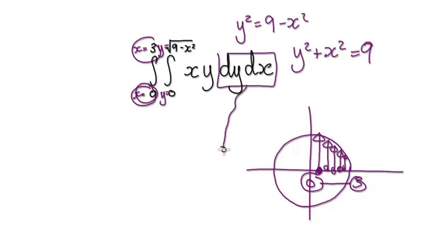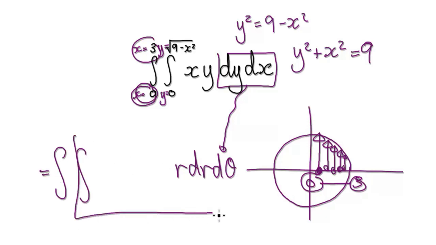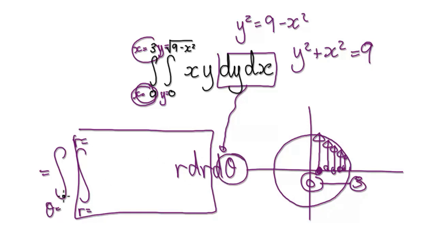And to make the conversion, we would need to stick this r here. So this would be dr d theta. The inner integral is talking about the r, so it's going to be r equals something to r equals something, and the outer integral is going to be theta equals something to theta equals something. And you've got to do r first.